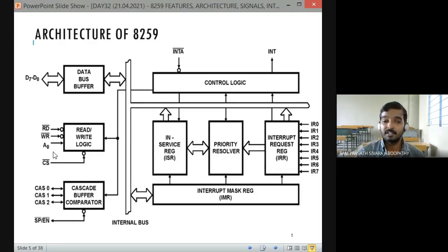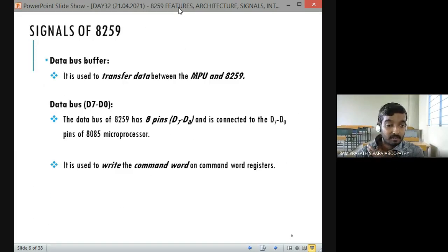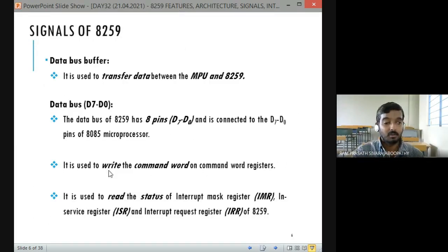See, the relation of A0 with the command word is, for writing some of the command words, A0 must be high. For writing some of the command words, A0 must be low. Fine. That decides what is the command word we are giving to 8259. Okay. So that we will discuss in detail. So coming to this, this is used to read the status of the three registers, IMR, ISR and IRR. Yes, already I have told you.